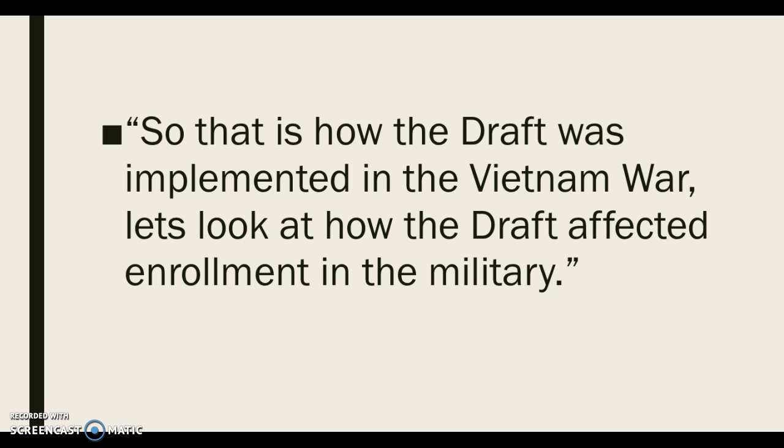So you're taking the idea that you've been instructing on, how the draft was implemented, and you've been talking about it in the lesson, and then you transition by verbalizing that now you're going to look at how the draft affected enrollment in the military. So the students know what the draft is, and they know how it was implemented, but now they're going to look at how it affected enrollment, and that is how transitioning between the ideas you're teaching is being used in this strategy.